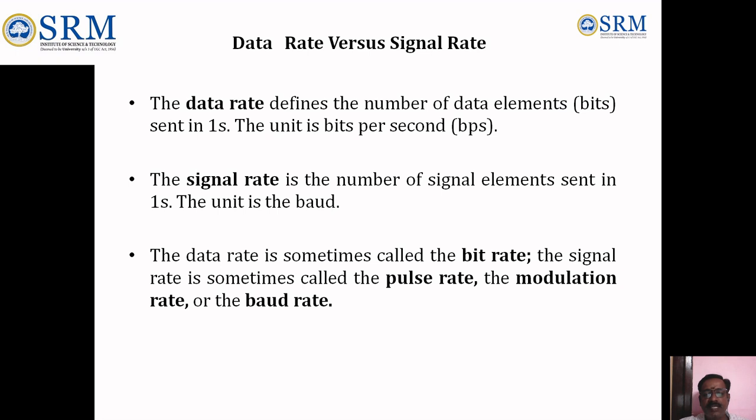Data rate versus signal rate. The data rate defines the number of data elements, that is bits, sent in 1 second. The unit is bits per second. The signal rate is the number of signal elements sent in 1 second. The unit is baud. The data rate is sometimes called the bit rate. The signal rate is sometimes called the pulse rate. The modulation rate or the baud rate are the other names.